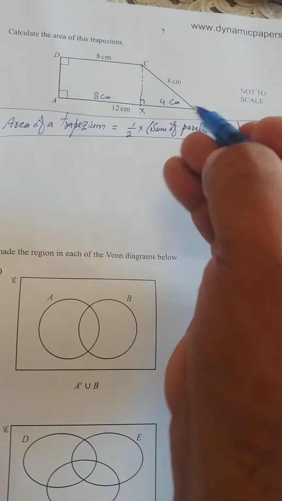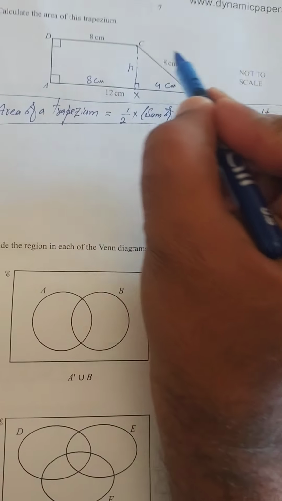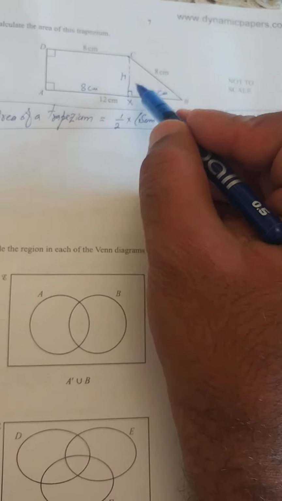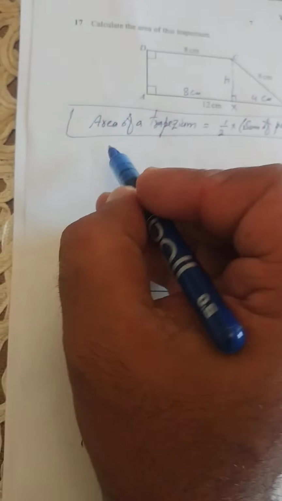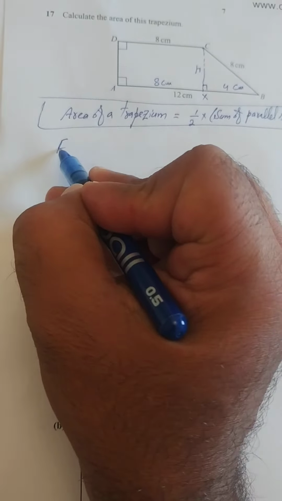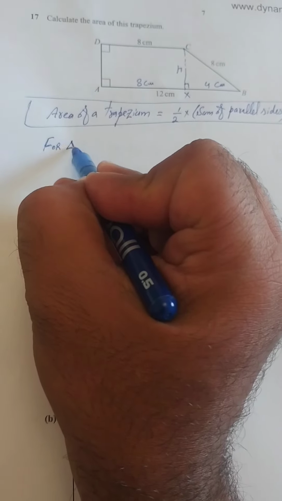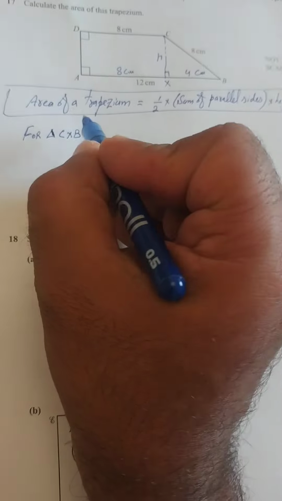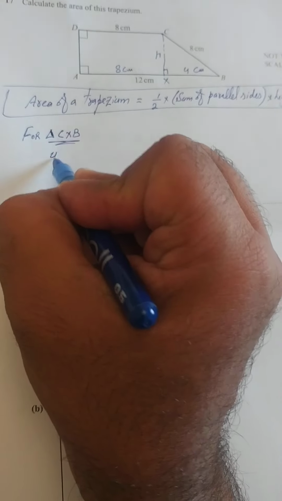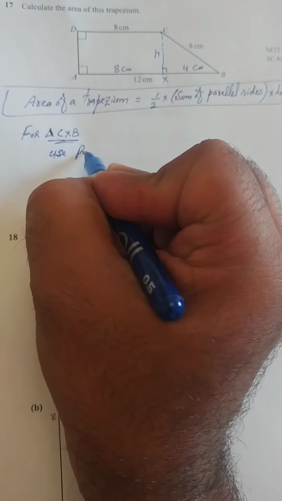Fine. Now we are looking for this height. By using Pythagoras theorem, for the right triangle CXB, use Pythagoras theorem.